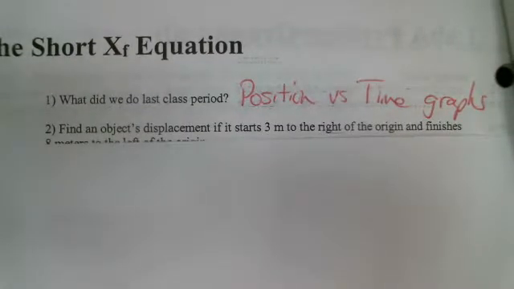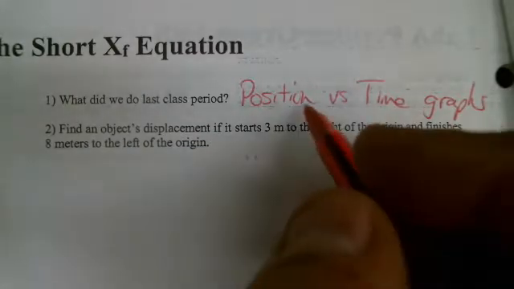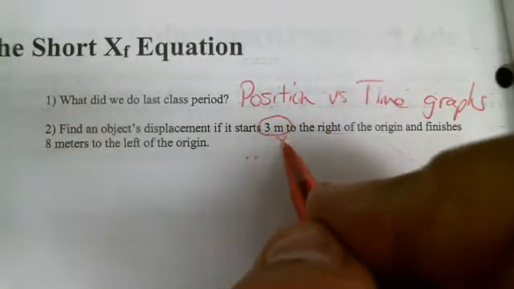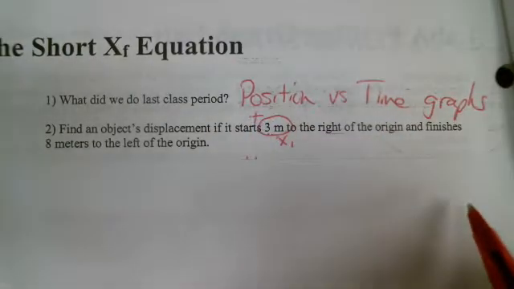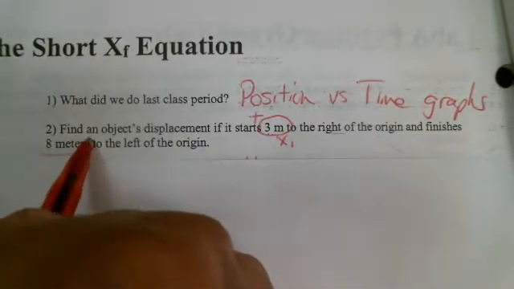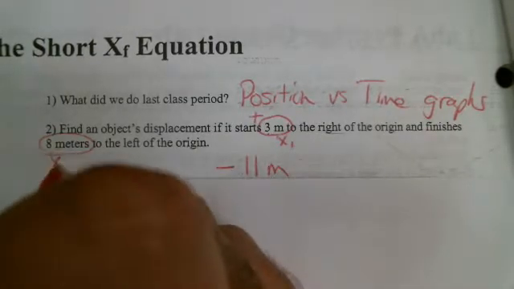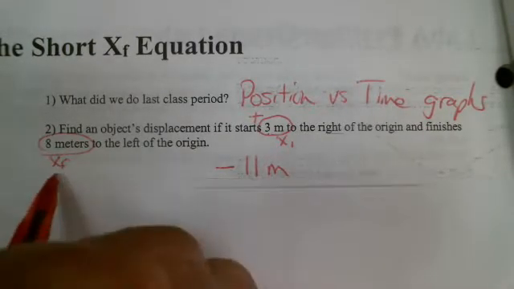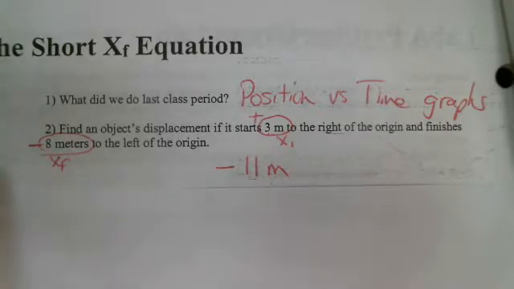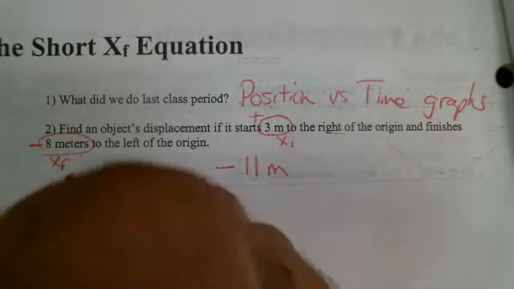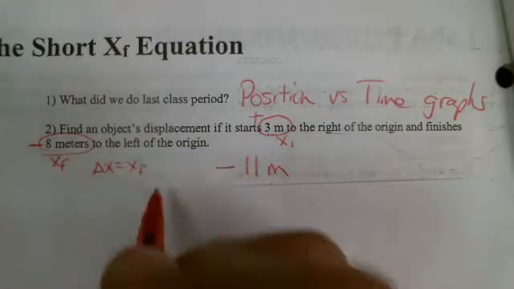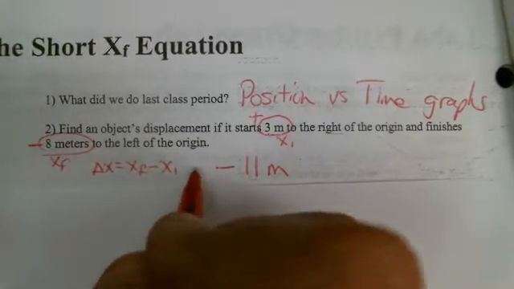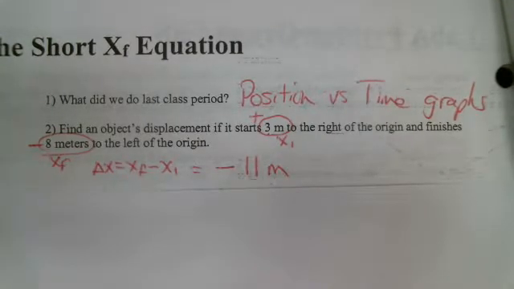Number 2, find the object's displacement if it starts 3 meters to the right of the origin and finishes 8 meters to the left. The 3 meters, that is going to be your x sub i, and it's to the right of the origin, so it's going to be positive. It finishes 8 meters to the left, so the 8 is going to be our x sub f, and it's to the left of the origin, so I better remember that it is a negative. So putting that into the equation of displacement is equal to the final location minus the initial location, we get the answer of negative 11.